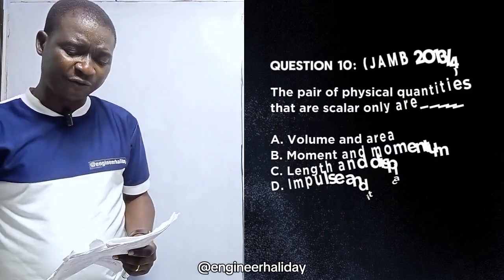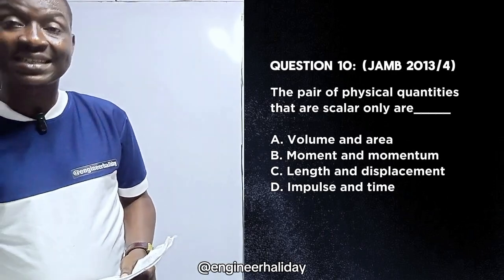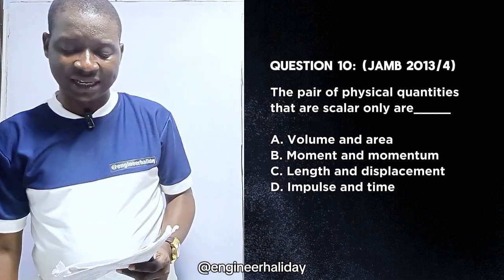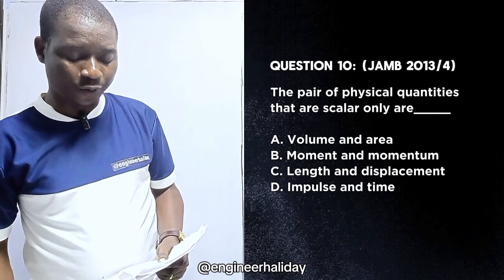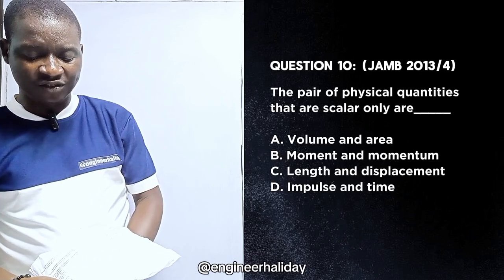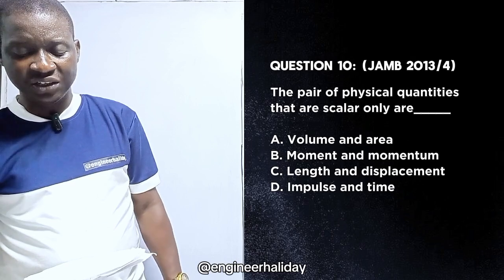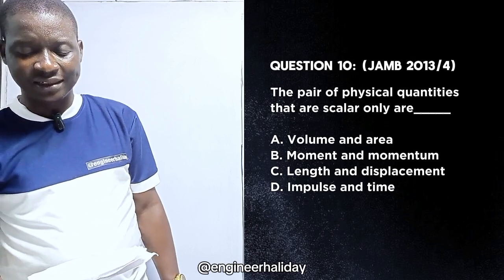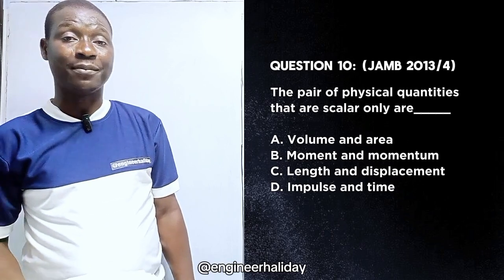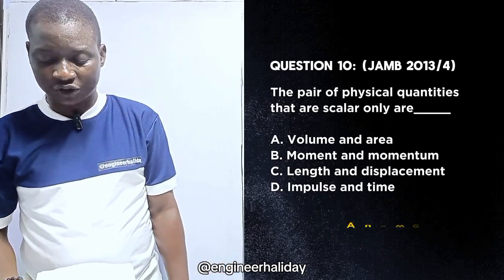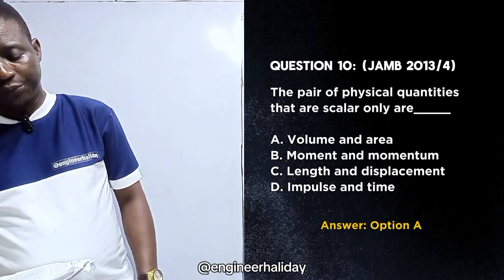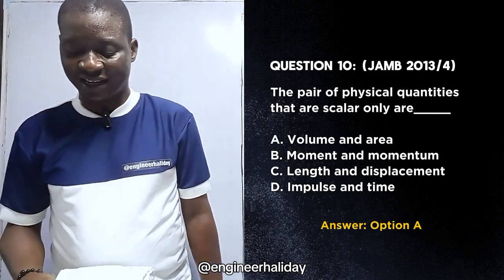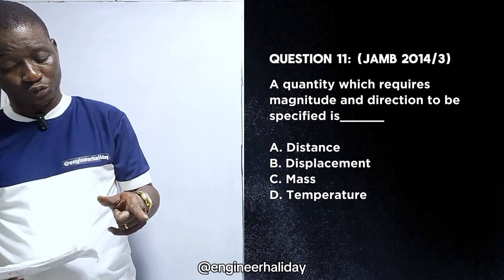Number 10 says the pair of physical quantities that are scalar only are: A, volume and area; B, moment and momentum; C, length and displacement; D, impulse and time. So the answer to that question, scalar only, is volume and area, which is option A. So option A is the correct answer. So take note of that. That is the last. Number 10 is 2013.